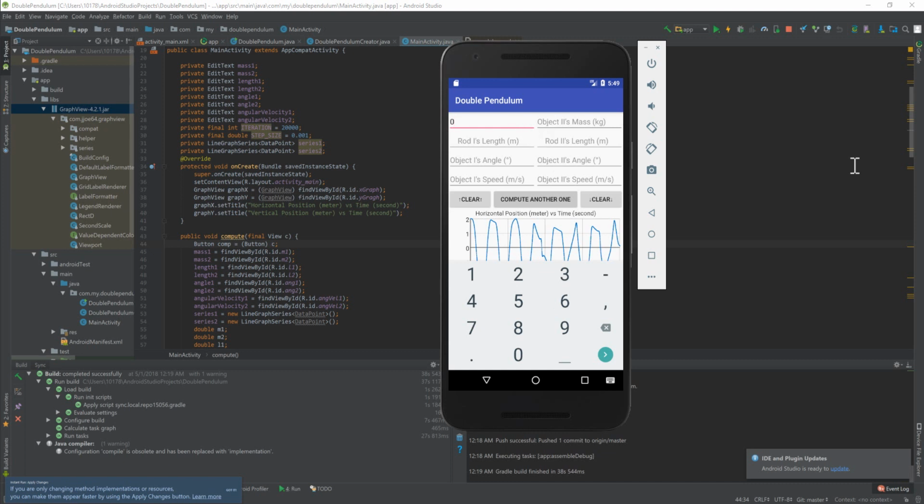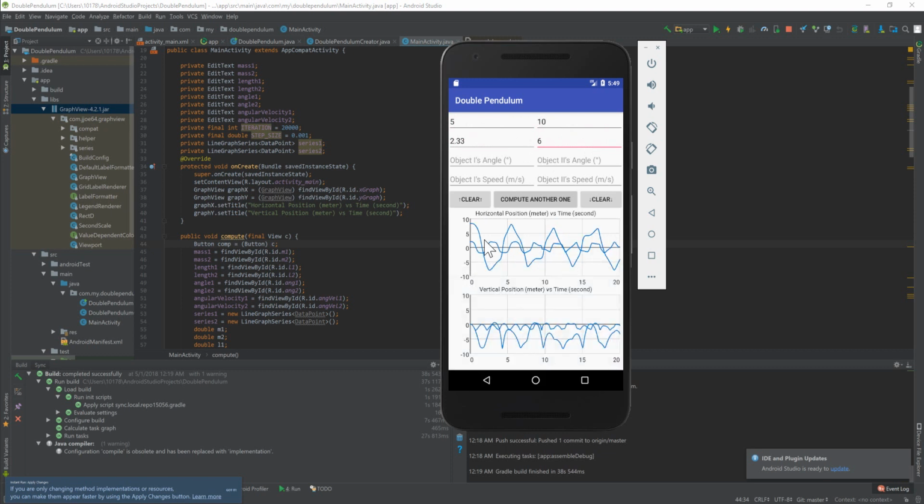So let the first mass be 5, the second be 10. Oh, it's a bit slow. All right, and okay, let the first length be about 2.3, and the second length be 6. Yeah, actually, I don't know what's going on here, but it looks good.